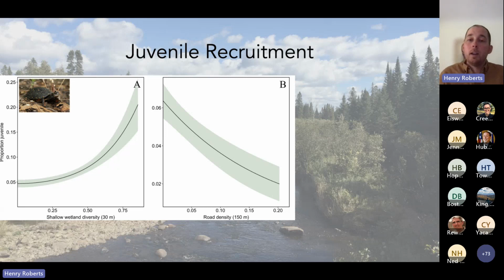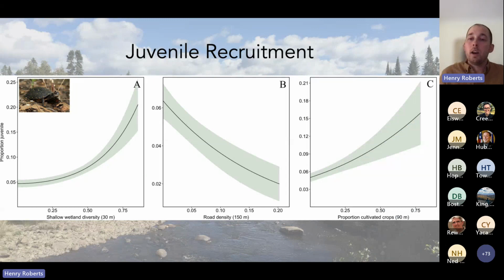Again, very similar. Interestingly, on the other hand, in contrast to our previous results, we actually saw a strong positive relationship with cultivated crop cover, suggesting that there may be benefits to recruitment despite negative effects on other factors in the population. So our best explanation of this is that potentially cultivated crop cover is providing nesting habitat for spotted turtles. I think more research needs to be conducted on this relationship, though.